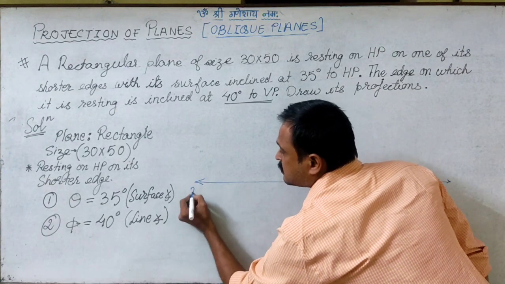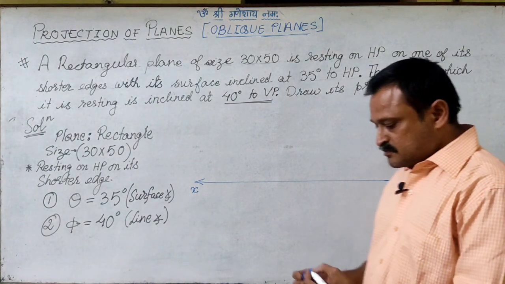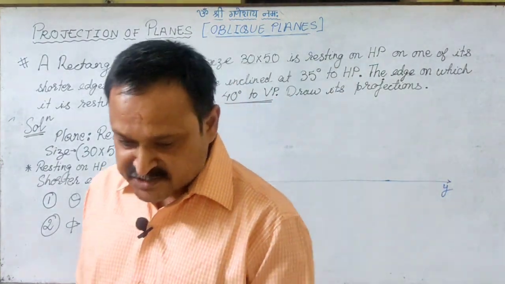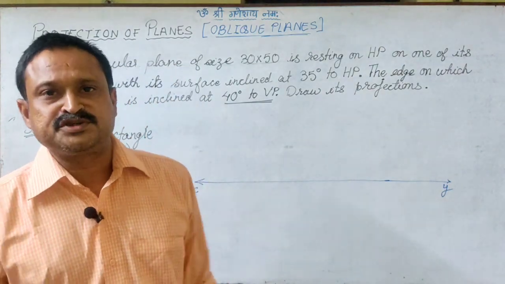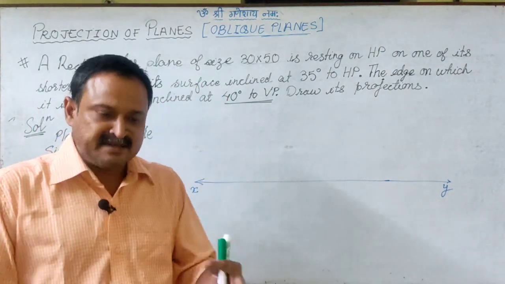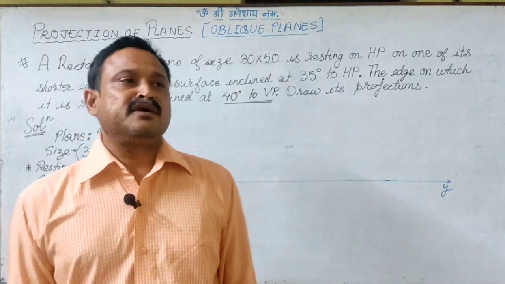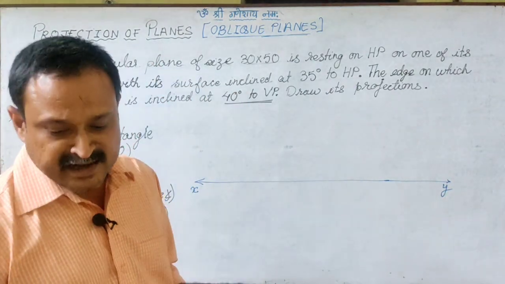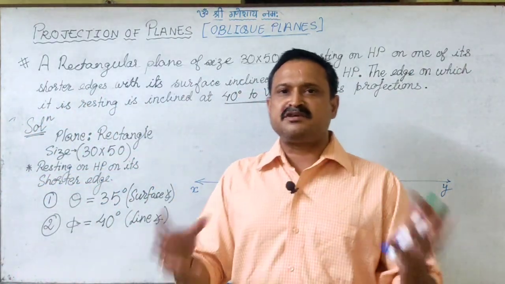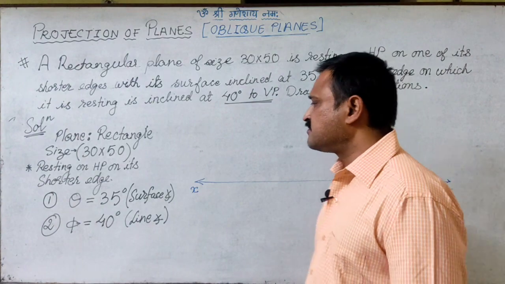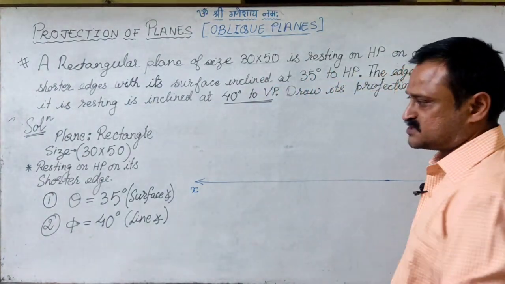Now in case of projection of planes, as we have seen in the last video also, we cannot superimpose the images or conditions in the same drawing itself as we could do in case of lines. Now here, when we are talking about a plane, it has more number of lines. So if we superimpose, our drawing will get more complicated.